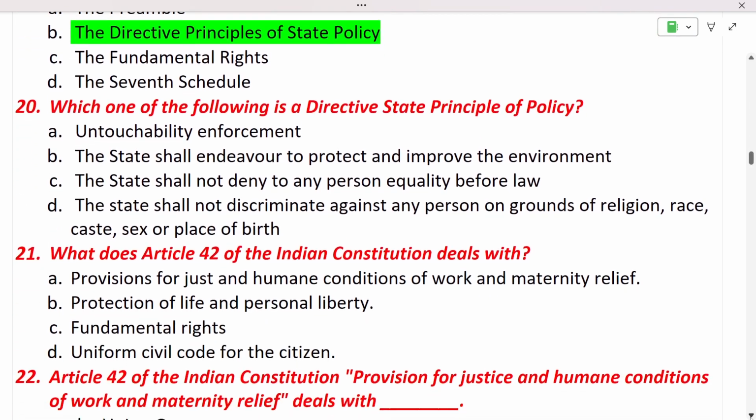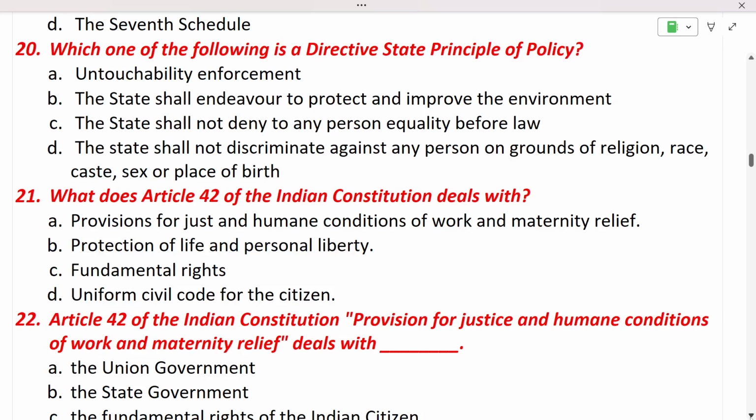Next, which of the following is a DPSP? Option A, untouchability enforcement. Option B, the state shall endeavour to protect and improve the environment. Option C, the state shall not deny to any person equality before law. Option D, the state shall not discriminate against any person on grounds of religion, race, caste, sex, or place of birth. So the answer is B.